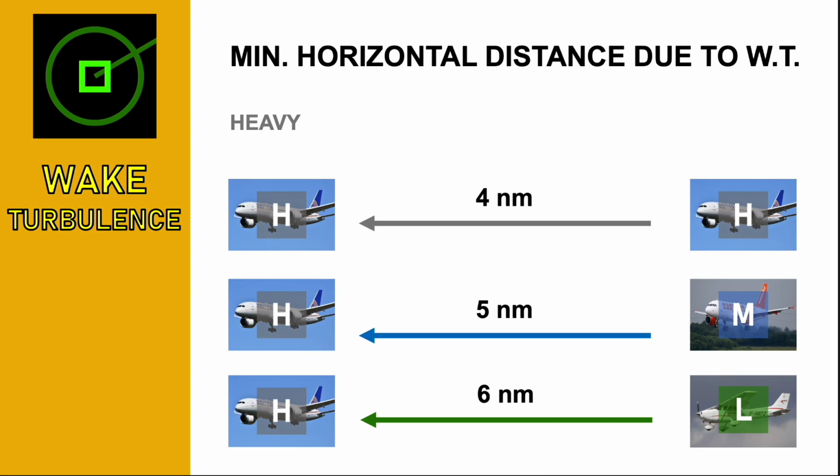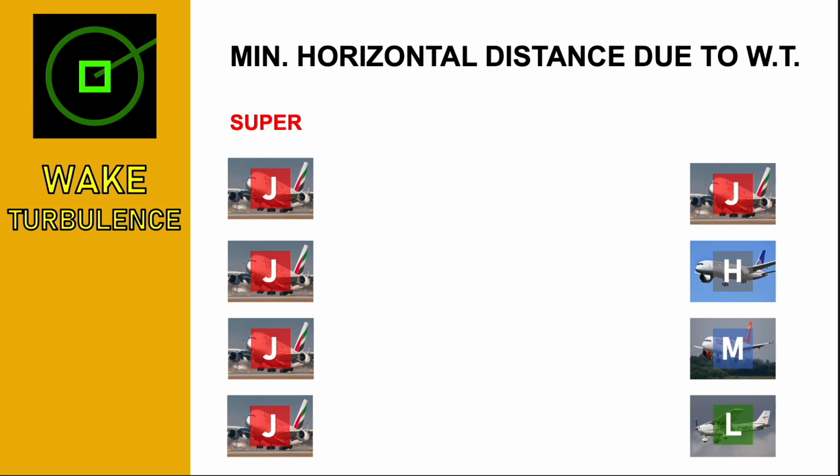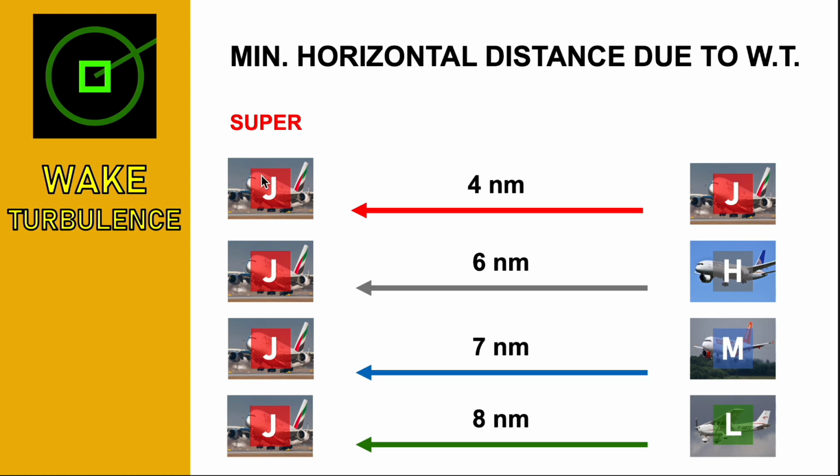And then the last situation is when the preceding traffic is a super. The same applies for the super. When a super is behind a super, it's a 4 nautical miles separation, but the distance increases when the succeeding traffic is lighter. When there is a heavy traffic behind a super, it's 6 nautical miles, medium behind a super 7, light behind a super 8. So of course, obviously, this is not the ideal situation to sequence a light traffic behind a super, because that is going to create a huge gap.